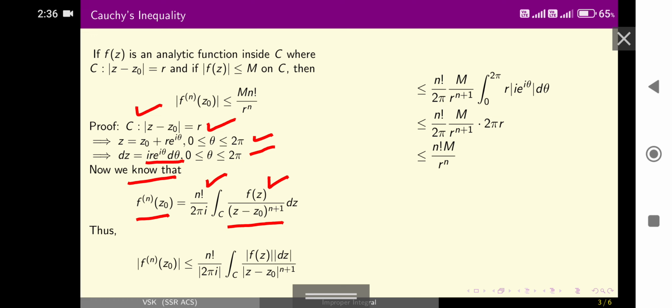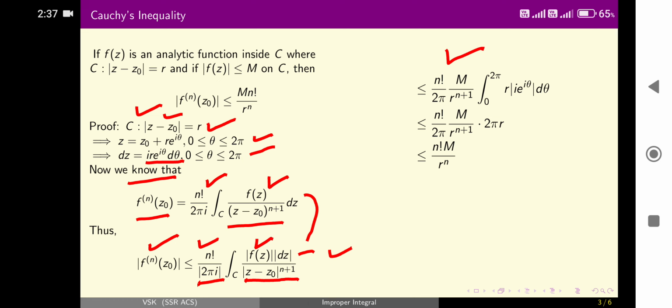Thus, we have the modulus of the nth derivative of f at z0. This will be less than or equal to n factorial upon modulus 2 pi i, integration over C of modulus f(z) times modulus dz divided by |z - z0| to the power n + 1. From this we obtain that this expression is less than or equal to n factorial upon 2 pi times M upon r to the power n + 1, because |z - z0| = r.